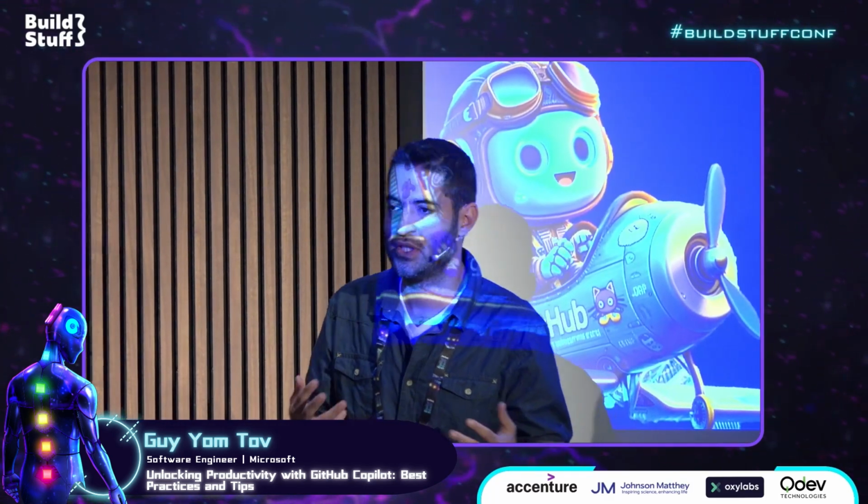But today, I'm here to talk about developer productivity and how we, as people who write code, can use generative AI in the best way to help us be more productive. And specifically, I'm going to talk about GitHub Copilot. But first, let's start with why it's important.